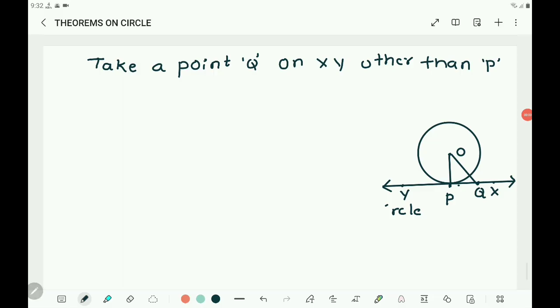Here you observe the point Q lies outside the circle because XY is a tangent. Only one point lies on the circle, that is P, and Q naturally lies outside the circle. If Q lies on the circle, then XY becomes a secant, not a tangent. So you write that the point Q must lie outside the circle.